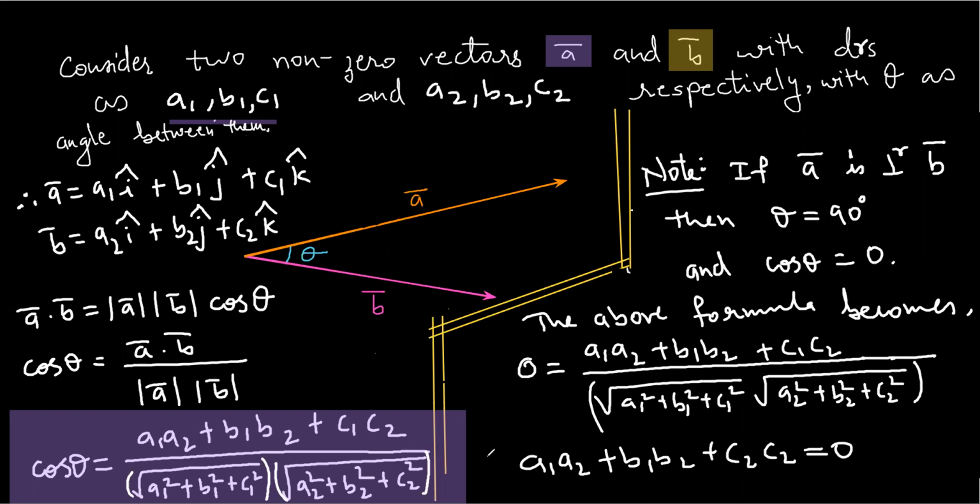Remember students, this is very, very important. When two vectors are perpendicular, then their DRS product, taken this way along with the sum, will be equal to 0. Please write it.